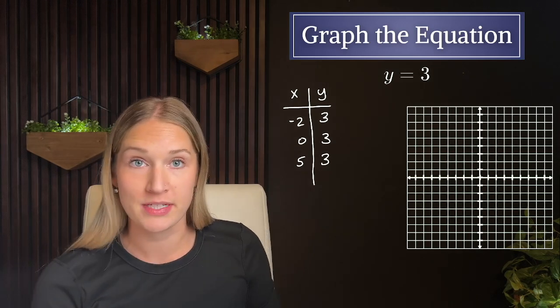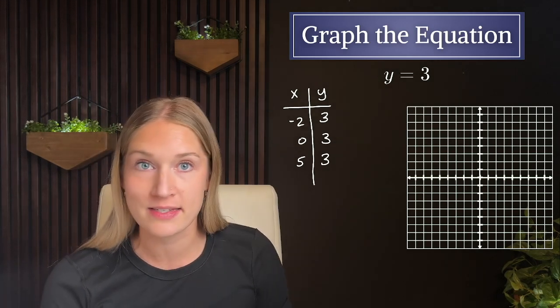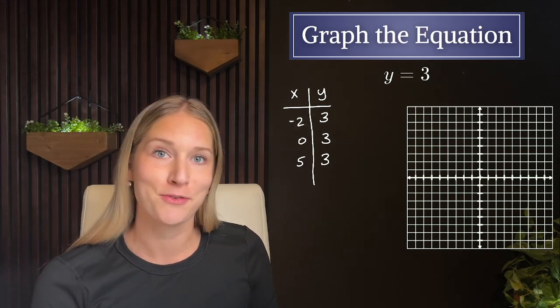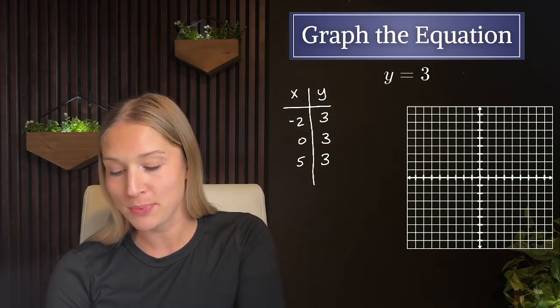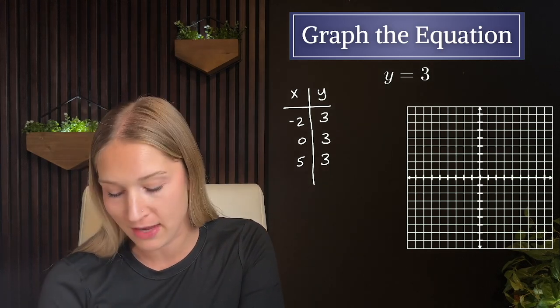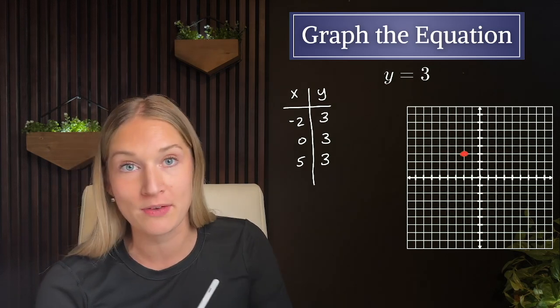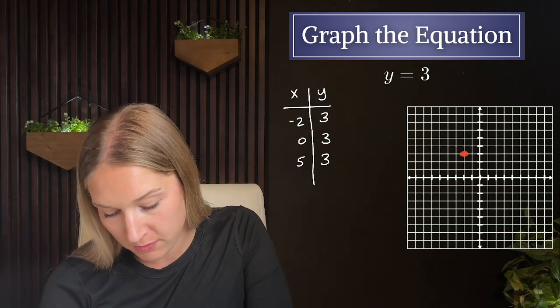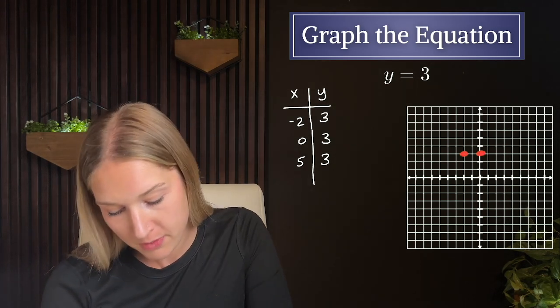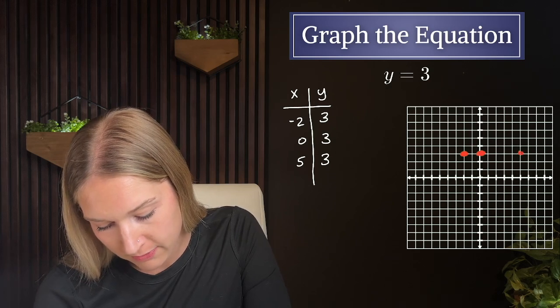So I could do this all day long. I could keep picking different x's and seeing that y is still 3, no matter what. But this is plenty for me to go ahead and put these points on my graph. So I'm going to find the point -2, 3, and I put that on my graph. I'll put 0, 3 on my graph, and I put 5, 3 on my graph.